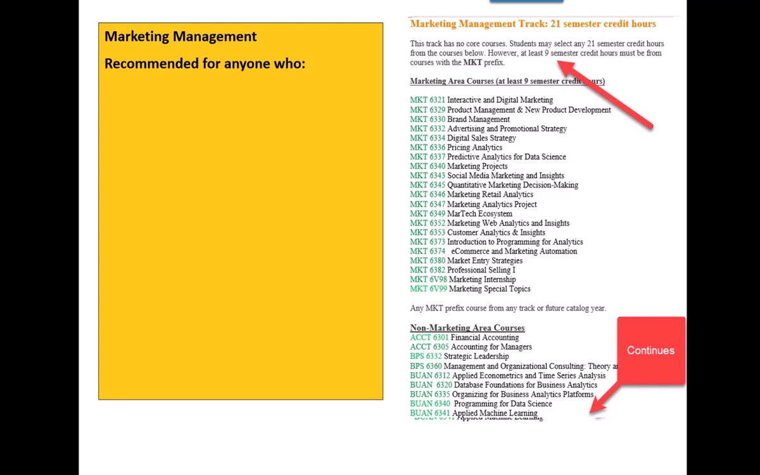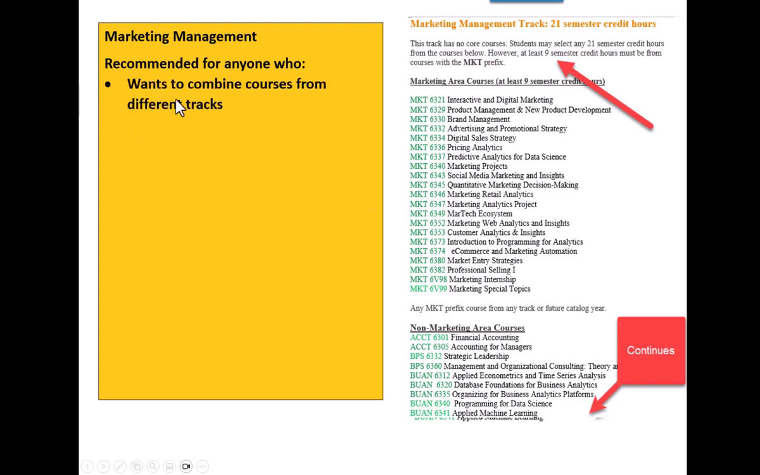So finally, the track that's the most flexible is the marketing management track. You have 21 credit hours to pick from. However, the only caveat is that of that 21 hours, at least 3 courses or 9 credit hours must be from MKT electives. So here are all the different electives for marketing. And then the rest, now you can have more obviously, but a minimum of 9 credit hours. And the rest can be from non-marketing areas. And there's a long list. I couldn't put it in this screenshot, but it is a pretty long list.